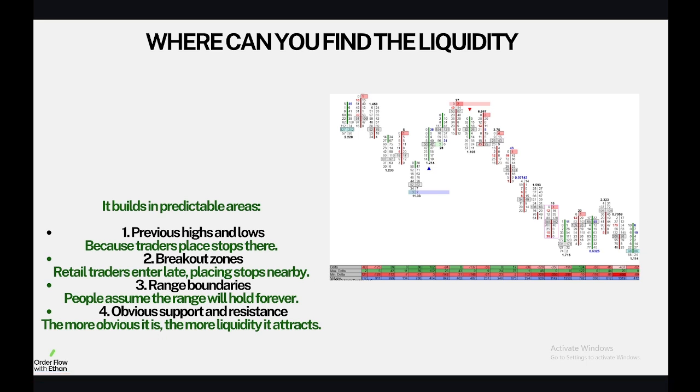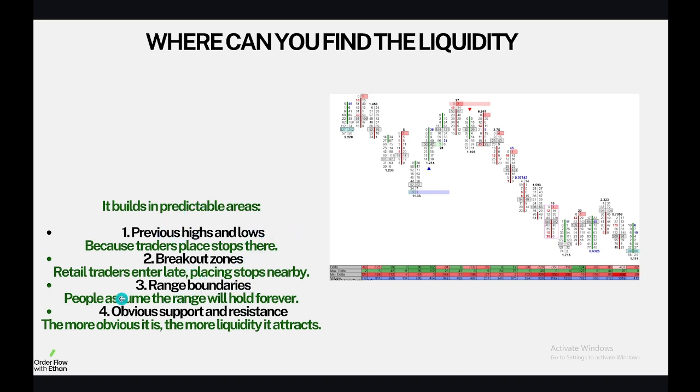And this is basically the market. When the market goes back to previous highs and lows, that is why we call them support and resistance. Traders always put their stops there, and there's liquidity that the market should take. And also breakout zones, because those retail traders enter late. Here, for example, they want to sell here when the market goes back to the same level. And yes, obvious support and resistance is basically previous highs and lows.